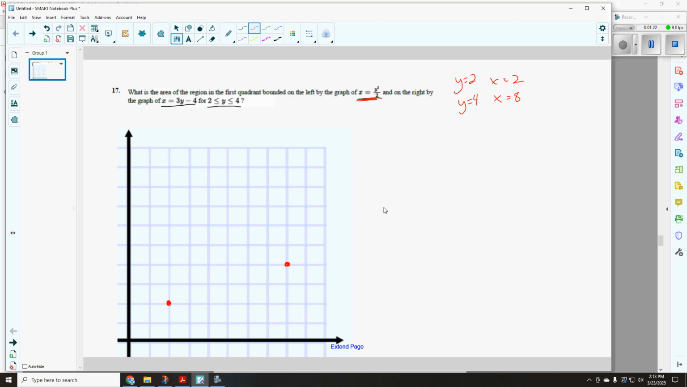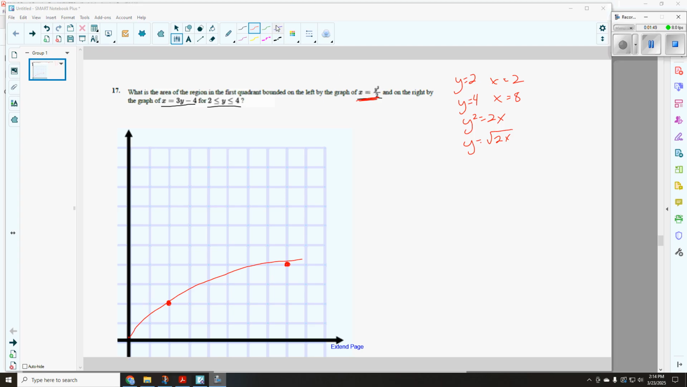And I know that if I had turned this into y, it would be y squared equals 2x. So y would equal the square root of 2x. So I know what the shape of this graph is going to be. It's going to be kind of like this. It's going to be like that.